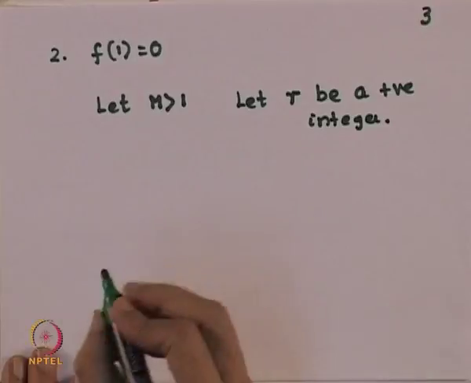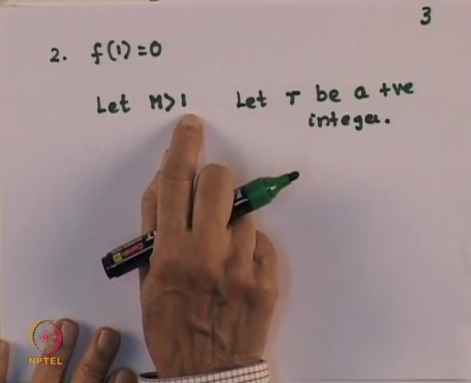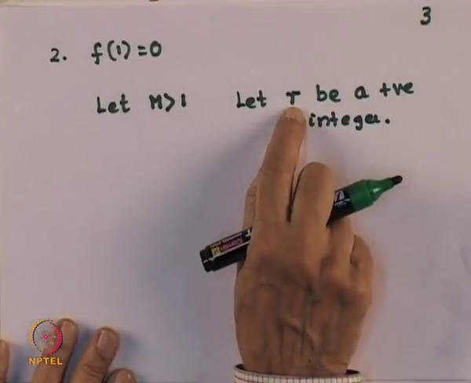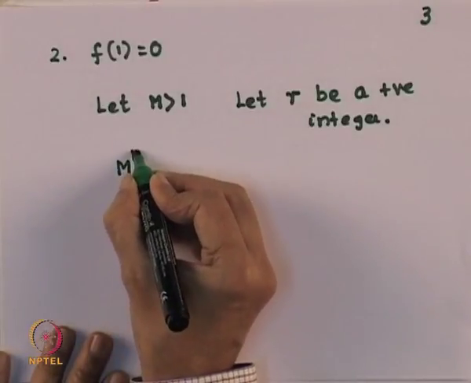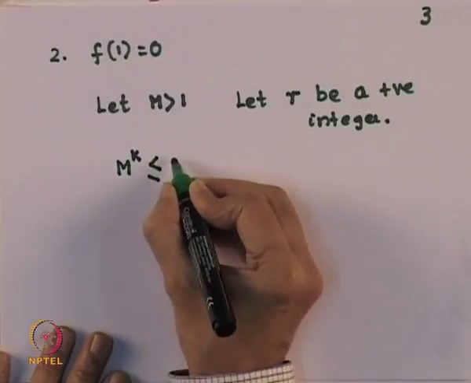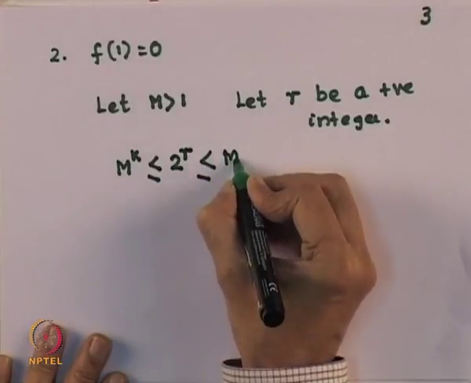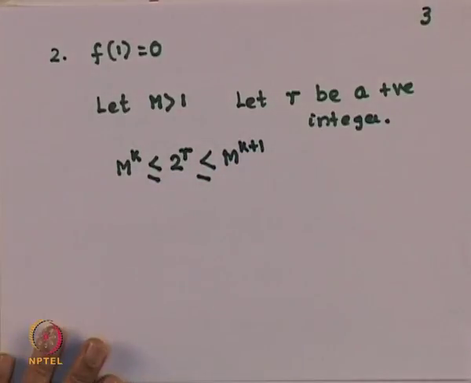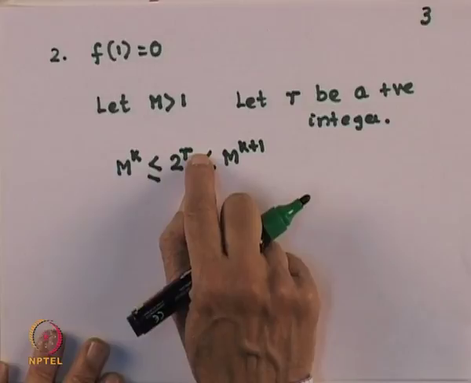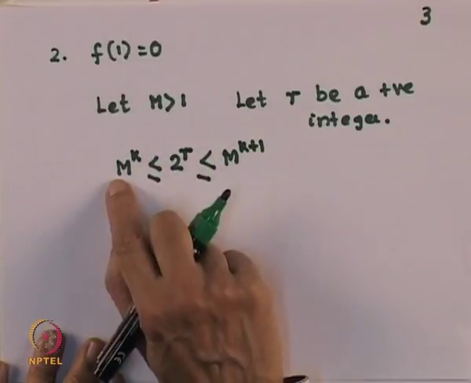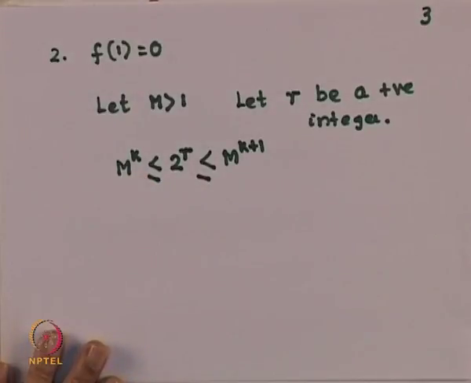Now, for any m greater than 1, I can find an r which satisfies this relationship: m to the power k is less than or equal to 2 to the power r, which is less than or equal to m to the power k plus 1. I claim that for given m and given r, I can always find a unique k which satisfies this inequality. Now, let us look at what it means by an illustration.